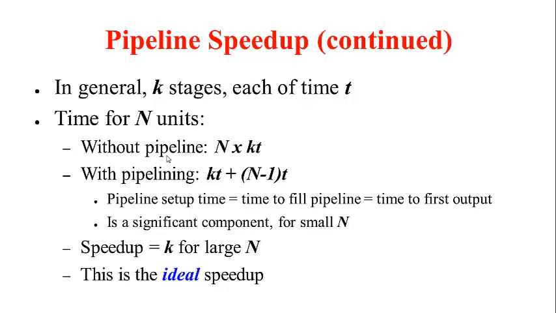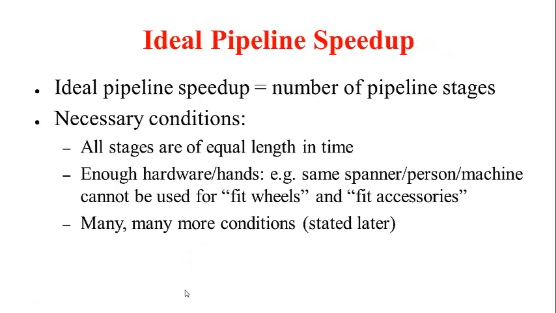Now, as you can imagine, if the value of n is small compared to the value of k, then the pipeline setup time is going to be a significant component of this overall time to completion of n units of work. For large values of n, the speed up is going to tend towards k, which is nothing but the number of stages in the pipeline. So this is the ideal speed up a pipeline can achieve. A pipeline with k stages can ideally achieve a speed up factor of k.